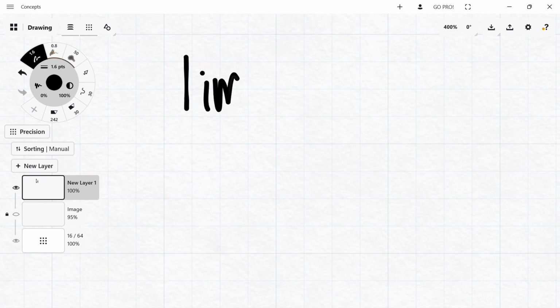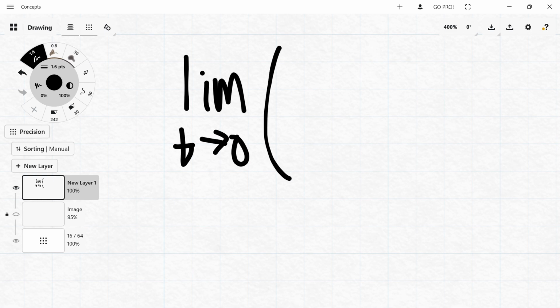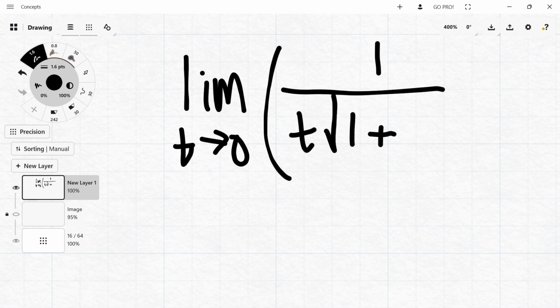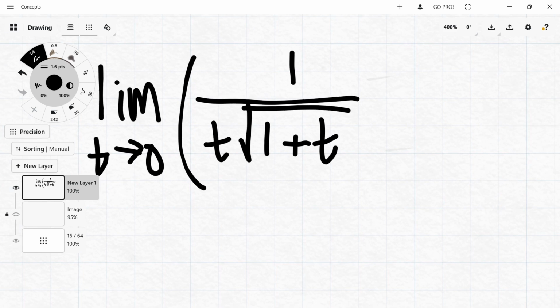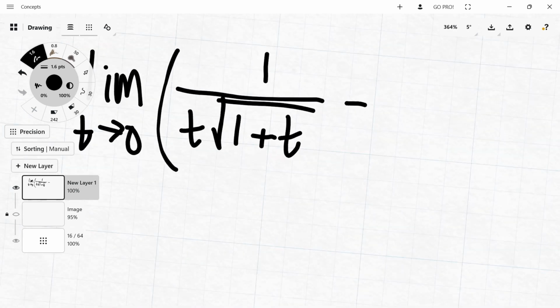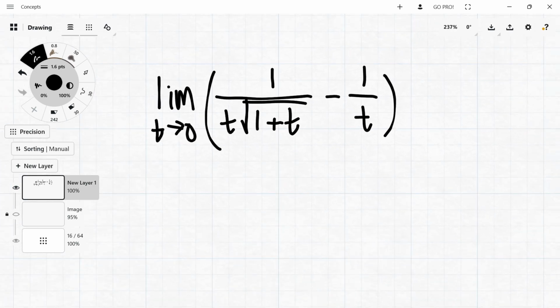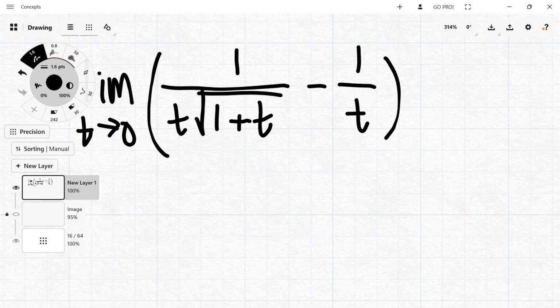It's the limit as t approaches 0 of 1 over t times the square root of 1 plus t, minus 1 over t. So this problem requires several steps, and I'll go through each step by step.